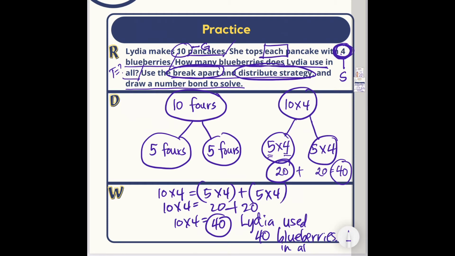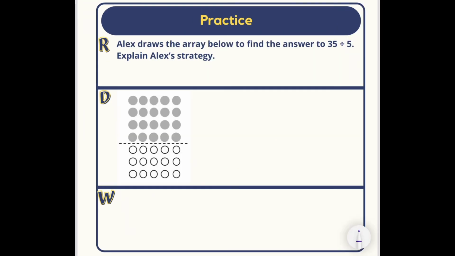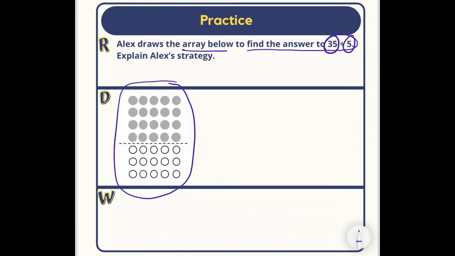There you go. Alright, boys and girls, we have another problem here, and it says Alex draws the array below to find the answer to 35 divided by 5. Explain Alex's strategy. I see that Alex made two smaller arrays. What we have here is, I know that this is 5, so I know that 5 is my size. 35 will be my total. Total divided by size equals group.